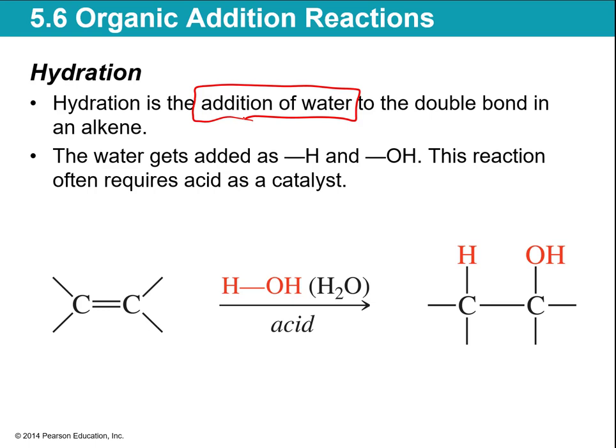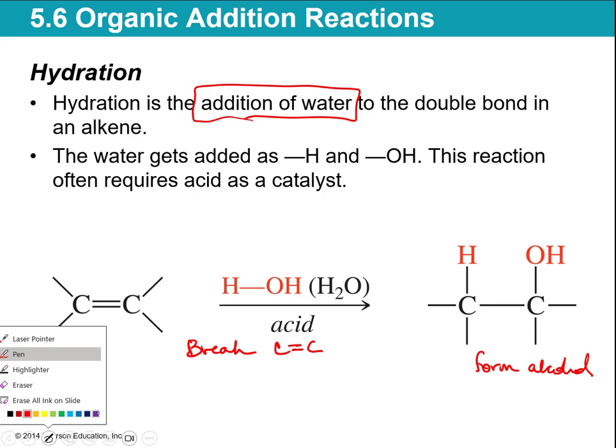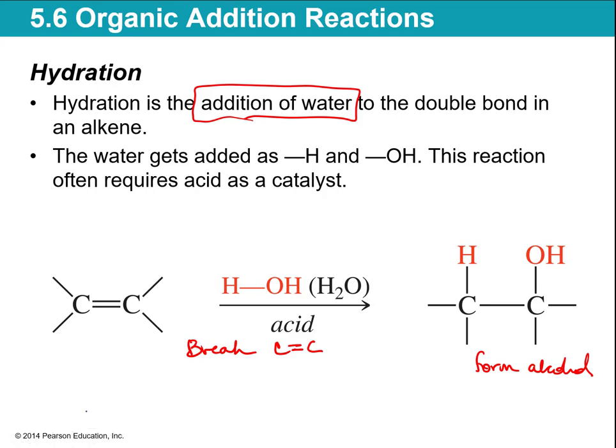So water is H and OH. So what happens is, remember that double bond is more reactive, so it's the one that splits. And so what ends up happening, a hydrogen gets added to one of the carbons, the alcohol group gets added to the other. So you're going to break the double bond and you're going to make an alcohol group. So we're breaking the double bond and you'll form an alcohol. So that's called hydration.